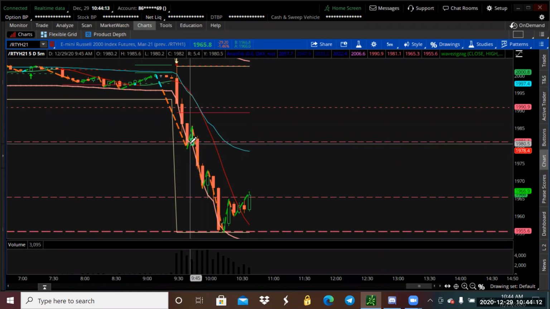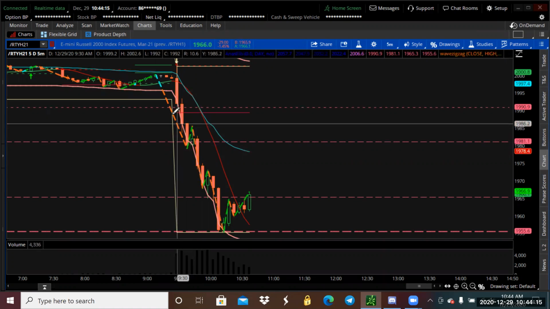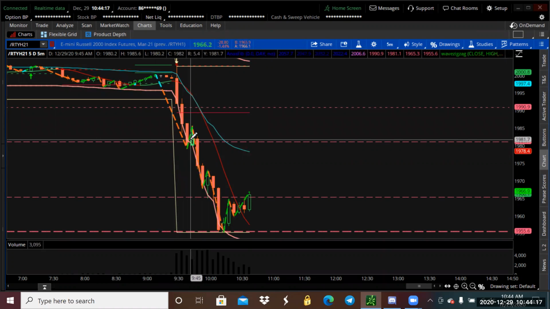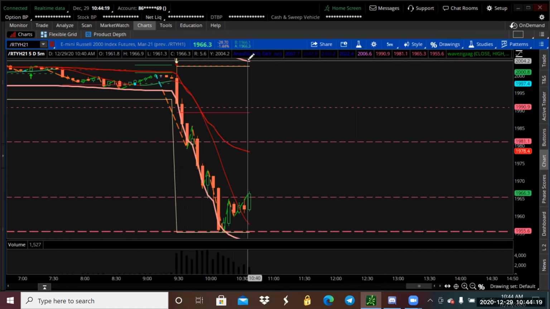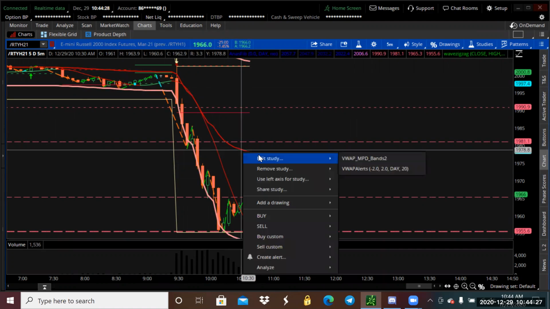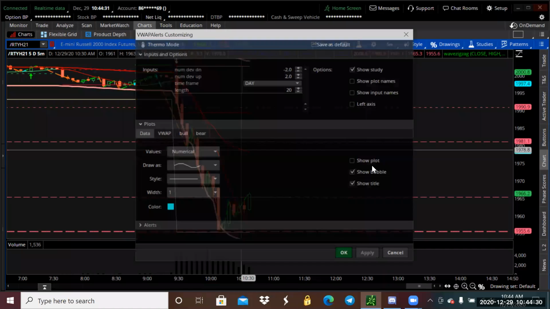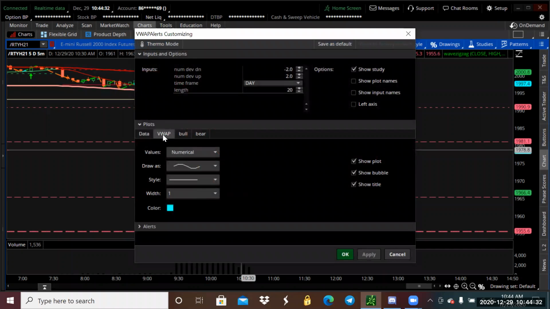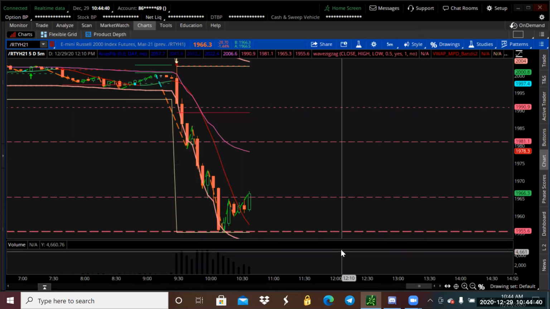So my lower band here and this upper band right here, that's the MPD band, what they call it. And then this is a 32 HMA. This is my VWAP. Okay, I need to change my VWAP to a different color. Probably purple would be better so it stands out. Okay, there you go. I think that's much better.